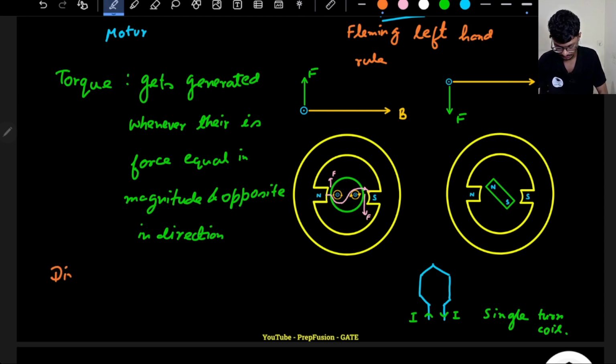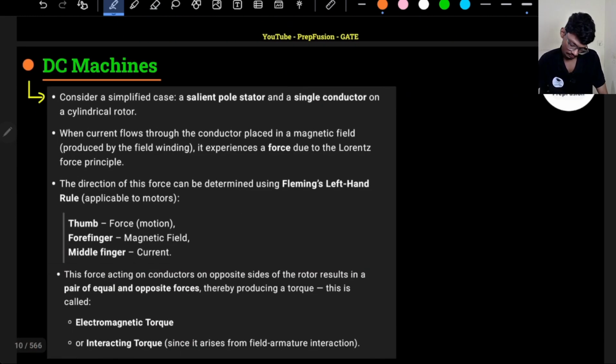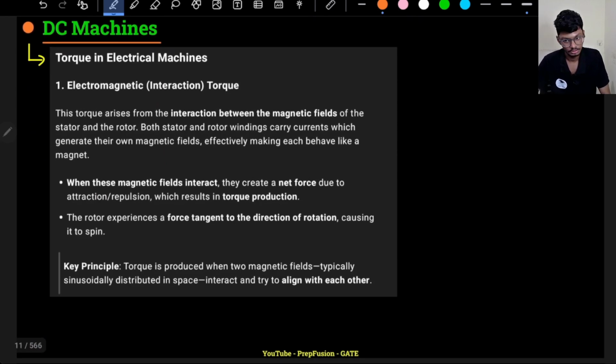So direction of rotation is in clockwise direction in this case. So this was the electromagnetic torque.